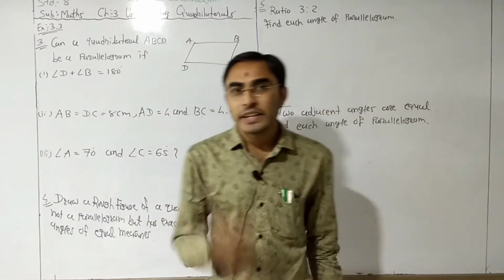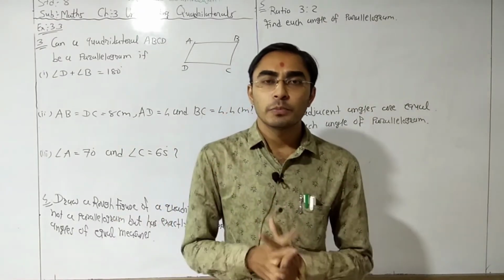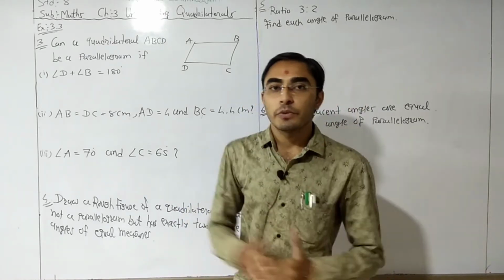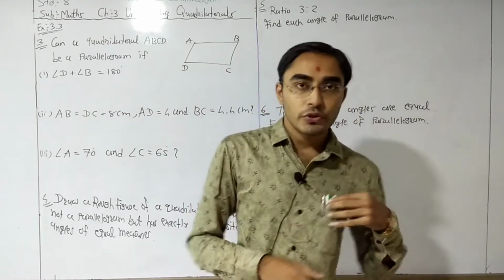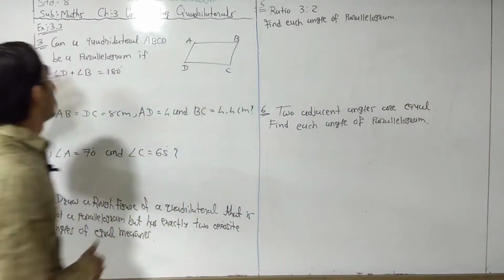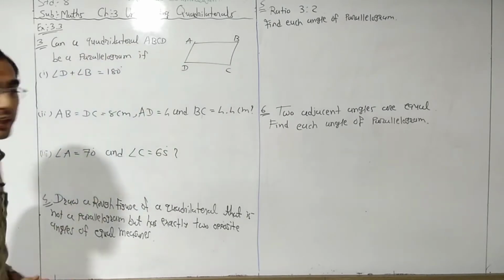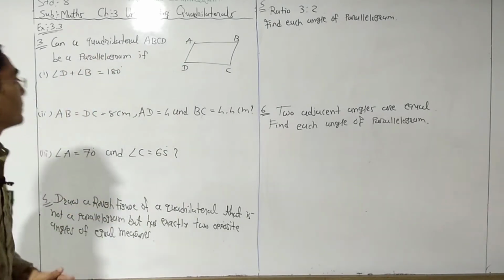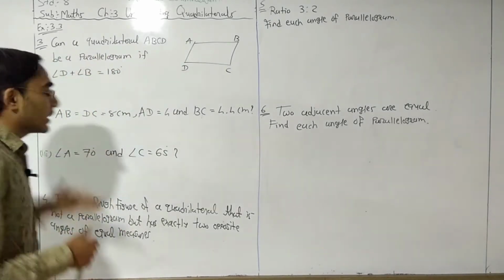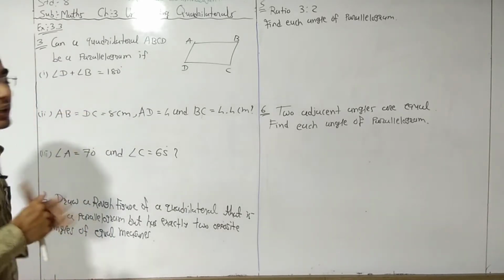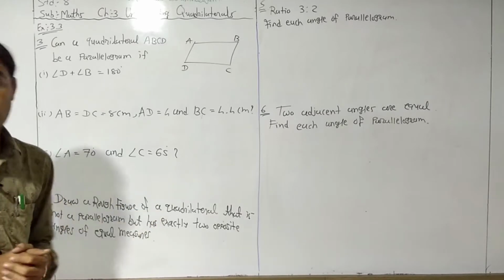Hello students, in the previous video we learned up to question number 2. So now in this video we will start with question number 3. First of all, read this question. Can a quadrilateral ABCD be a parallelogram if some conditions are given to you? You need to tell whether each condition is possible for a parallelogram or not.